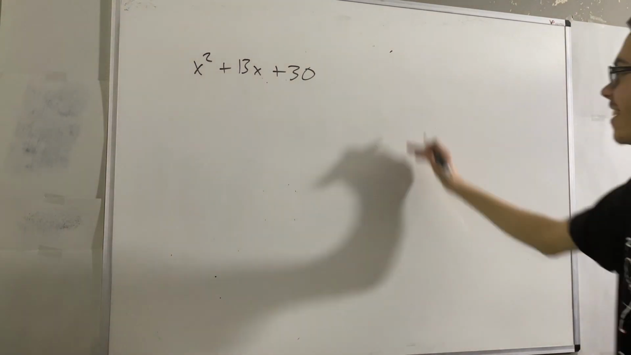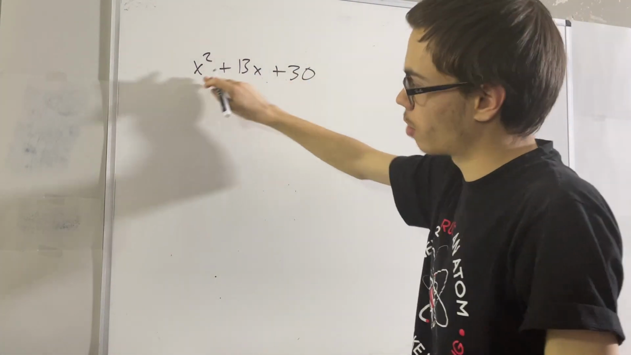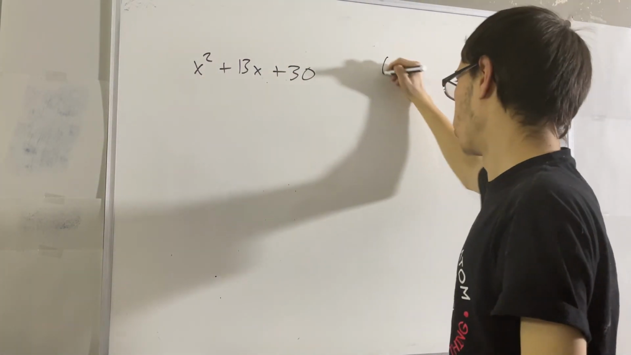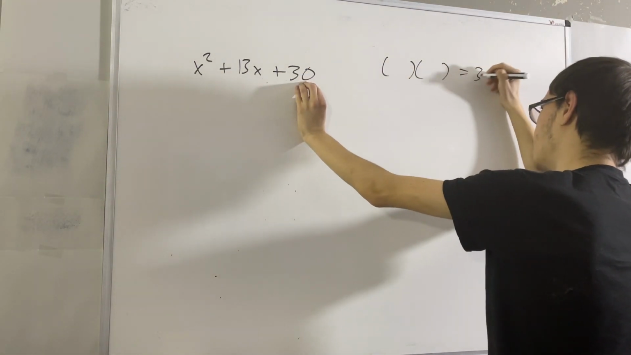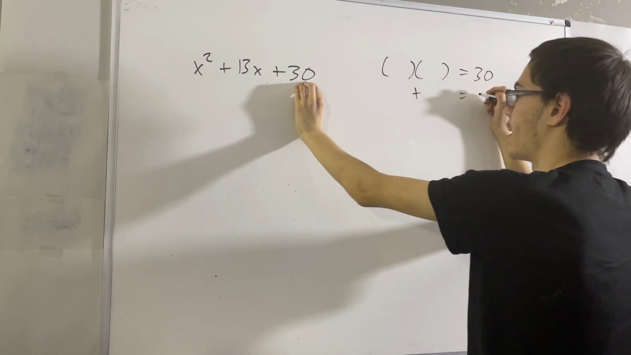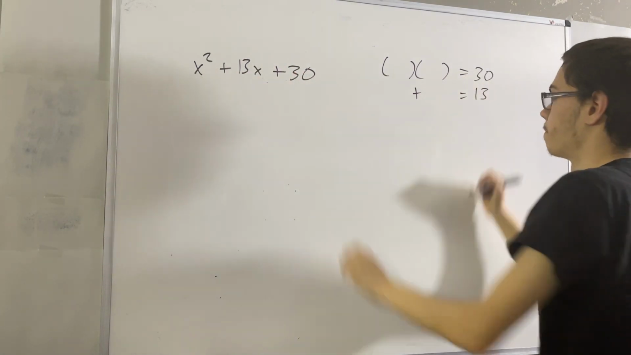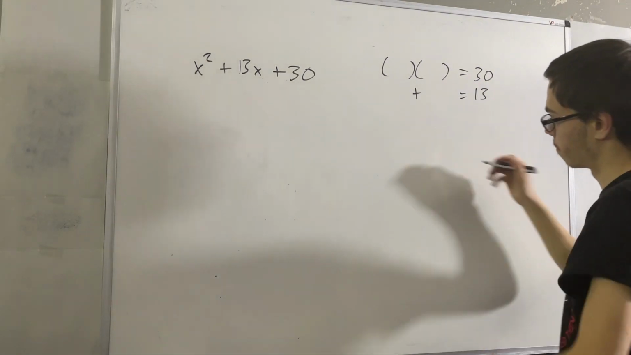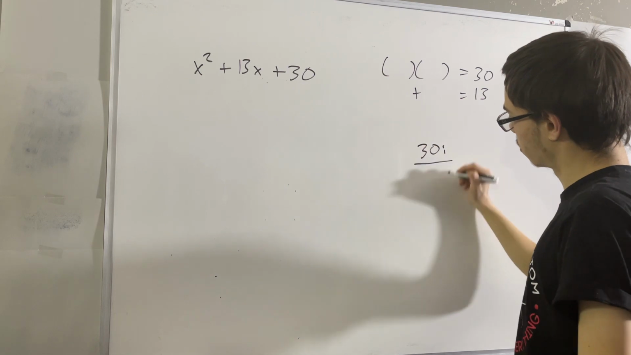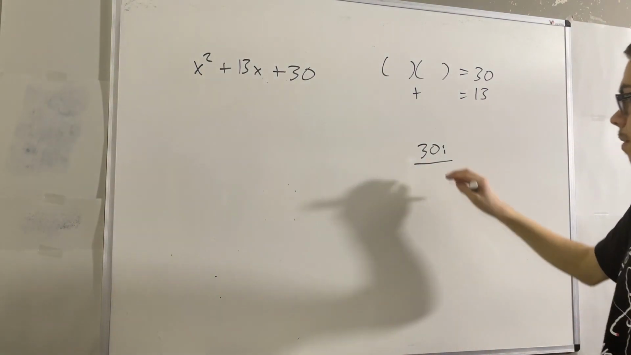All right, again, this is in the form of x squared plus bx plus c. So we're thinking of two numbers that multiply to make this number positive 30, and at the same time add to make this number positive 13. Well, in this case, we're thinking of factors of 30, right? And we're considering factors of 30.